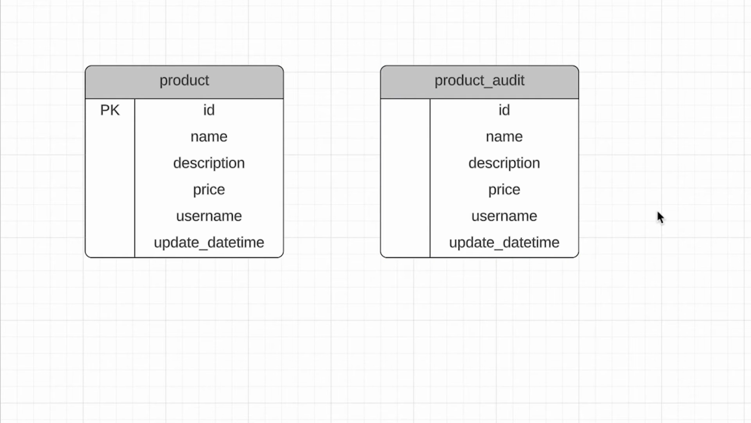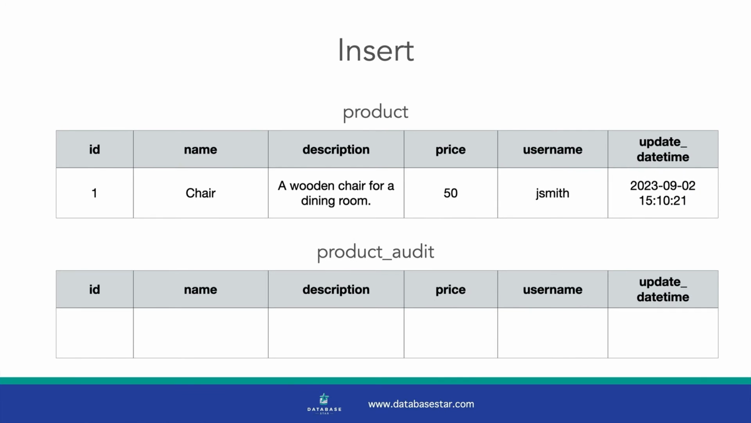If you're doing this for many tables, I would suggest being consistent with your naming. This table has all of the same columns as the original table, including the username and update date time. There are no constraints on this table. Let's see some sample operations and how the data would be handled. If we insert a row into the table, it only gets added to the main product table. No data has changed yet, so we don't need to add it to the audit table.